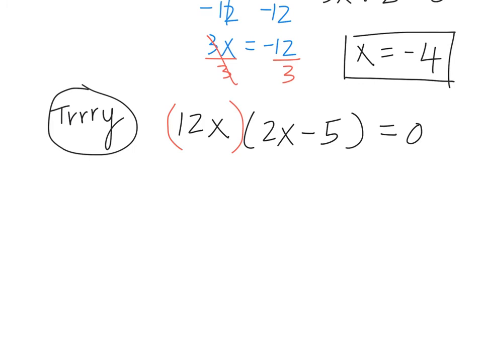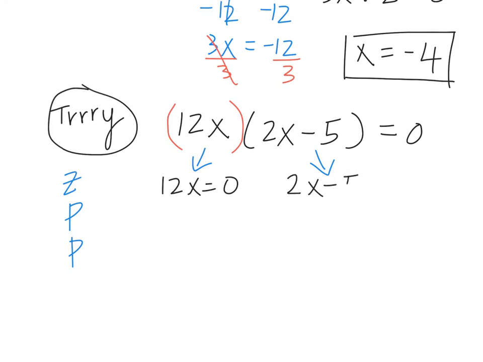Let's write that down again. I missed that. ZPP. Zero product property. So let's go ahead and drag down the arrows and write down your 2 equations. 12x is equal to 0. And over here you have 2x minus 5, it's equal to 0. I need to work on my handwriting, you know. Now you have both equations, just solve it.